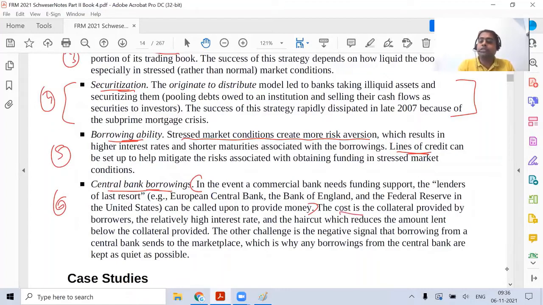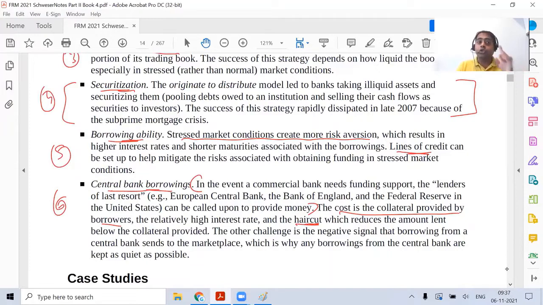The cost is the collateral provided by the borrower. That means, suppose State Bank of India needs money, they will give some collateral and get the cash. Now it depends upon the collateral. If the collateral is not good, there will be a huge haircut. That means the central bank will not give you the full amount, because they need some buffer given the negative aspects of the collateral. The collateral might be very volatile.